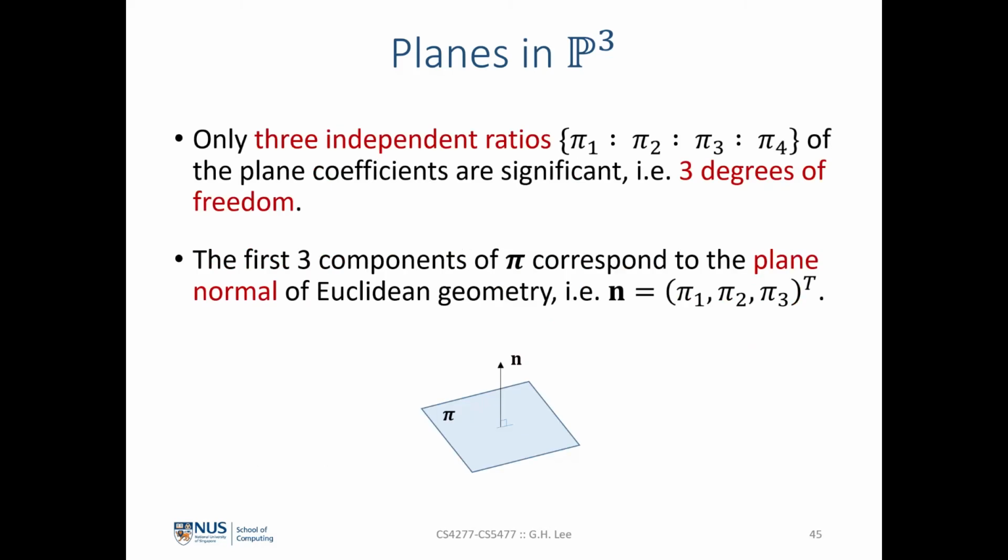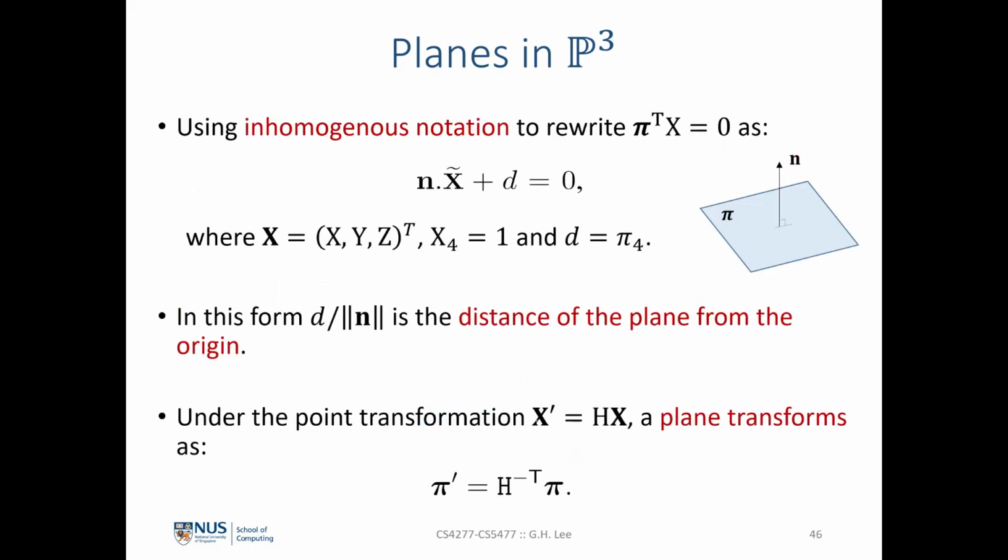And we can define that only three independent ratios of pi 1, pi 2, pi 3, and pi 4 of the plane coefficients are significant. Therefore, a plane has 3 degrees of freedom in the 3D space. And the first three components of pi correspond to the plane normal. This means that pi 1, pi 2, pi 3 make up the normal vector of this particular plane here. And using the inhomogeneous notation, which we have seen earlier, it's pi 1 x plus pi 2 y plus pi 3 z plus pi 4 equals 0.